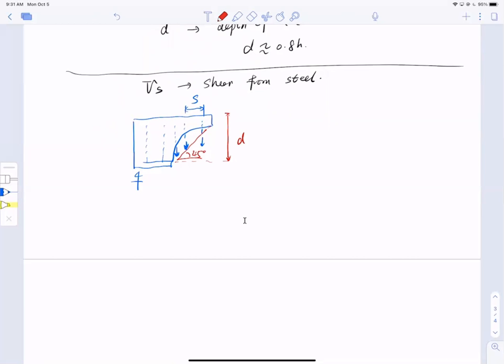And now I will say that the tension provided by the stirrups is Av, that is the cross section area of the stirrups, multiplied by Fy, which is the yield strength of the stirrups, yield strength of the steel.